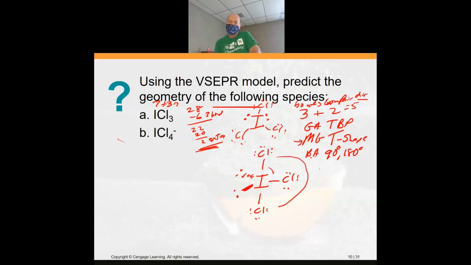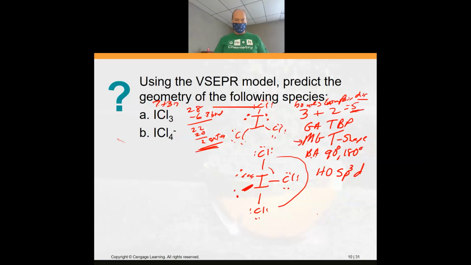That's all it's got. And so then your hybrid orbital, anytime you have 5 directions, you have to have 5 orbitals. You need the S, you need all 3 P's, and you need a D. 1S, 3P, 1D, 5 orbitals for 5 directions. SP3D is your hybrid orbital.